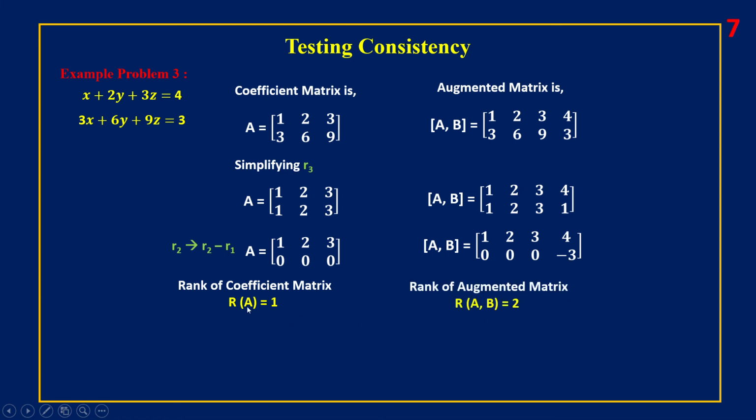So here the condition is rank of A is not equal to rank of AB. So we can conclude that the system is inconsistent and it has no solutions. Okay, it has no solutions. We cannot solve the problem itself. So these are the three problems for testing consistency. We have three options: one is inconsistent, one is consistent with a unique solution, and one is consistent with an infinite number of solutions.